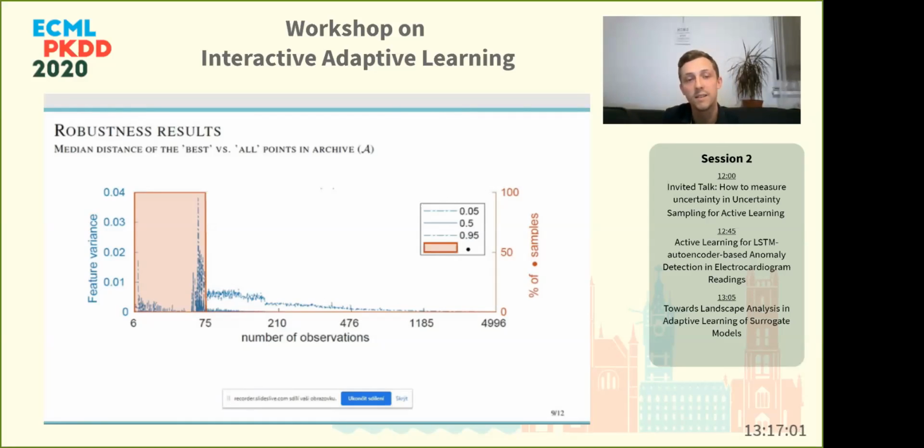On the x-axis, you can see the number of observations, and the other y-axis is interesting because it shows the percentage of samples which were not able to be computed, and it's the median across the whole data set. It means that until 75 observations, it is almost impossible to compute this feature. So it gives us important information.